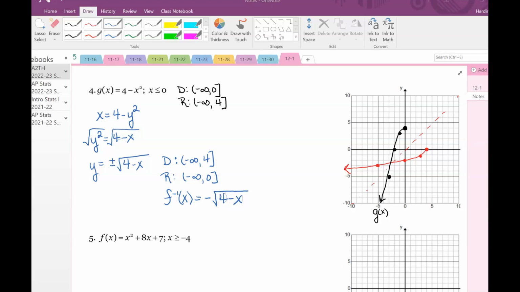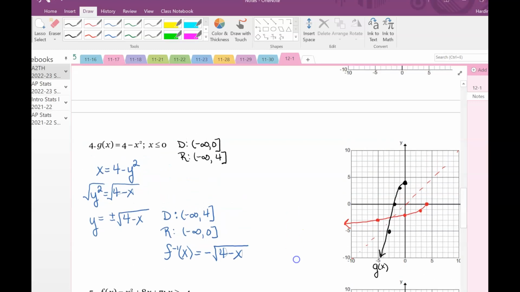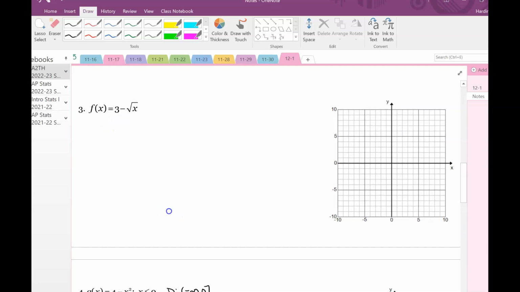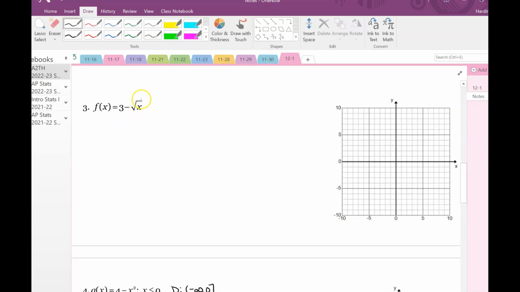Okay, the next one that I want to do is number 3. Sorry, we're jumping around a whole bunch here. So number 3 has something special to it. For the last couple that we've done, we've started out with a parabola. This time we're not. We're starting out with a square root function. So the first step here to graph the original function, well, this is the square root function. It's reflected over the x-axis, and it's shifted up 3. So here's what we're looking at.